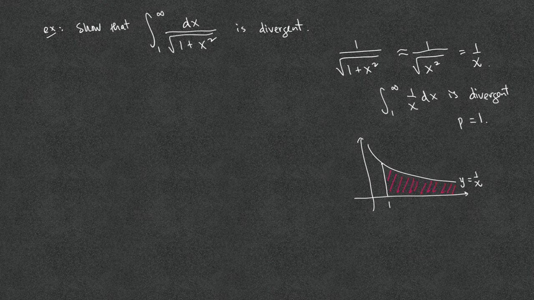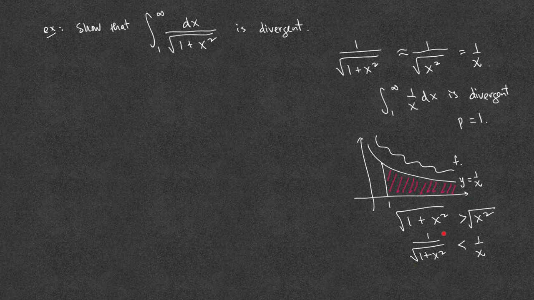To compare some other integral with this divergent integral, we would need the other function to be above this function y equals 1 over x. We start with the obvious statement, 1 plus x squared is greater than x squared. Thus, the square root of 1 plus x squared is greater than x. So 1 over the square root of 1 plus x squared is less than 1 over x, since the square root of x squared is x. Now these x are positive because the integral is over the interval 1 to infinity. This shows that 1 over the square root of 1 plus x squared is less than 1 over x.